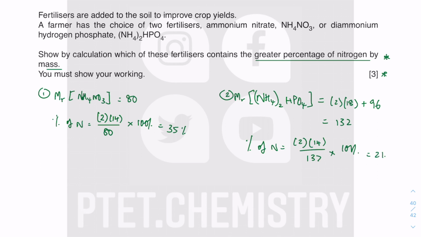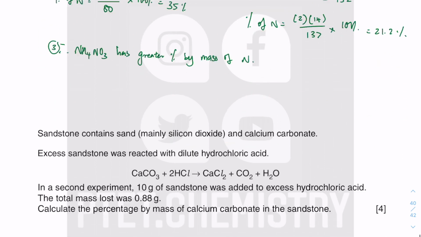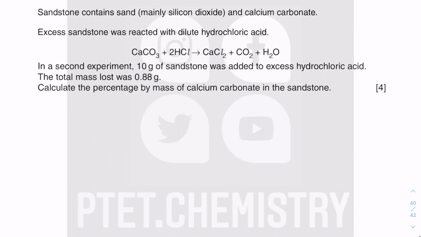I get 21.2%. So this says show by calculation which of these fertilizers. So very clearly, therefore, NH4NO3 has a greater percentage by mass of nitrogen. All right. And last but not least, what do we have here?